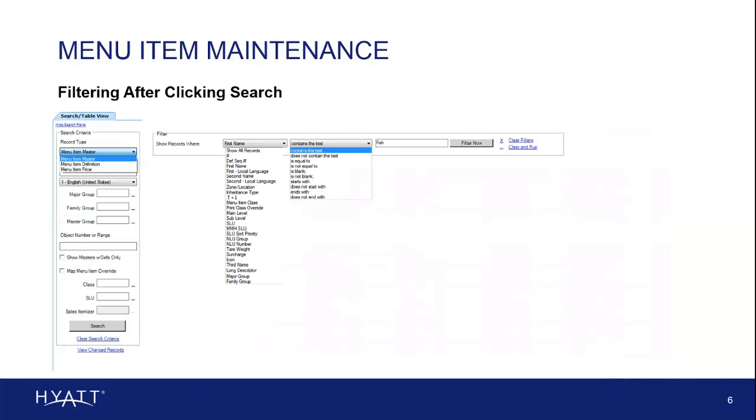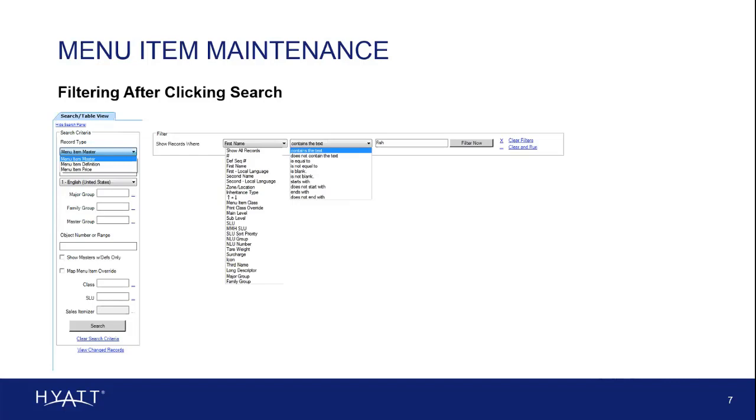Next, I would like to talk about filtering. When you're in the menu item maintenance module, after you click the search button on the bottom left, you have the ability to then filter all the data that you've pulled up. I always recommend just clicking search. You don't need to specify your major group, family group, master group, or object number or name before clicking search, because it's a pretty quick search to get the full database. And once you have it fully loaded, then you can use that filter independently and make sure that you're seeing everything by not prior filtering it with that search criteria.